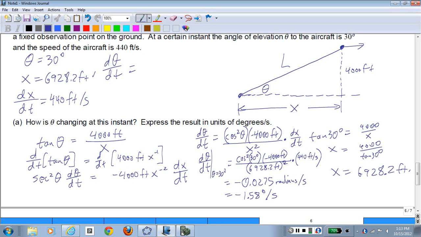Well, we could calculate the value of L. This is a 30, 60, 90 right triangle. So I believe the length of the hypotenuse is twice the length of the side opposite the 30-degree angle. We could use the sine function to do this, but because sine of 30 degrees is 1/2, I think we can show that L is 8,000 feet. So L equals 8,000 feet.